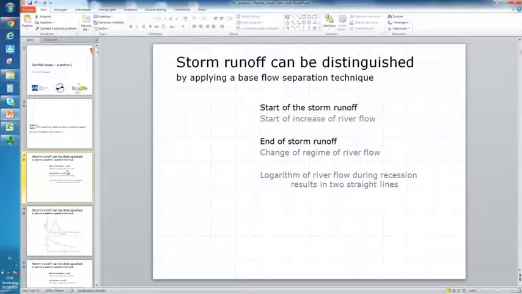To find out this changing regime of river flow, we will use the logarithm of the river flow during the recession. If we plot that on a graph, we will be able to separate two straight lines, because they both correspond with one of the two regimes. The first regime after the peak has both base flow and storm runoff, and in the second regime, you will only have base flow.